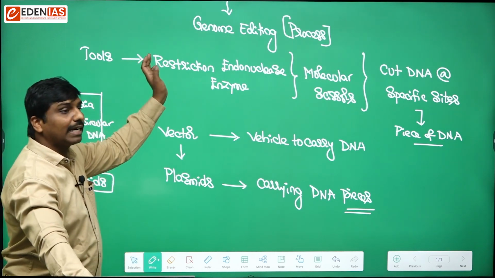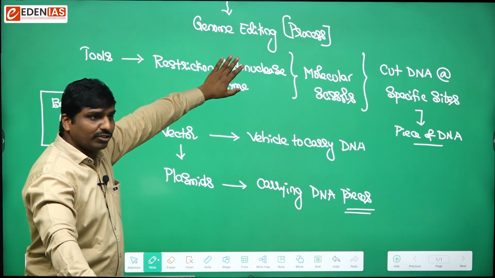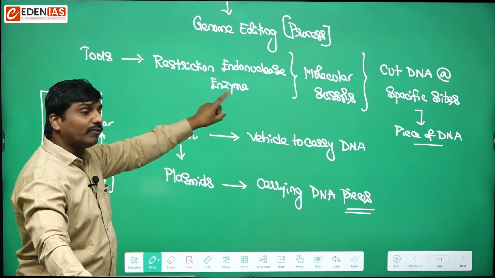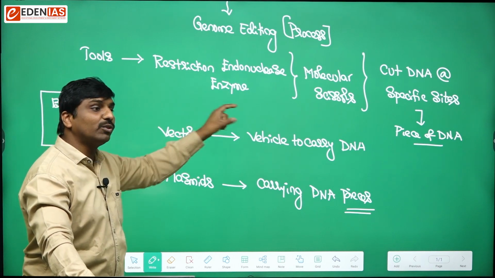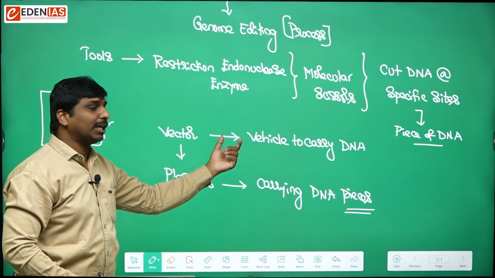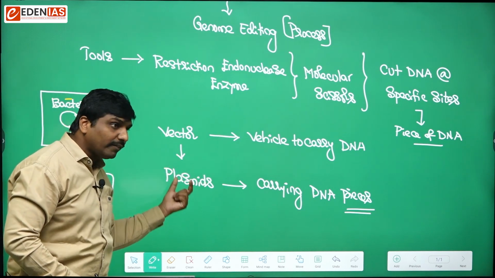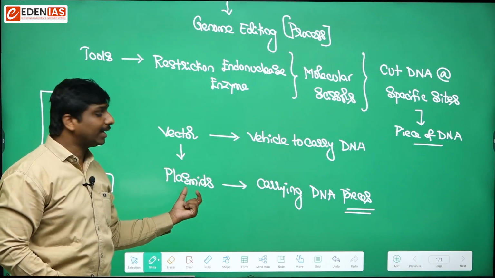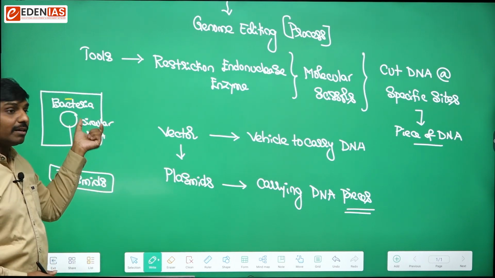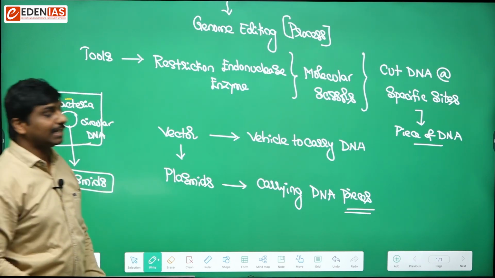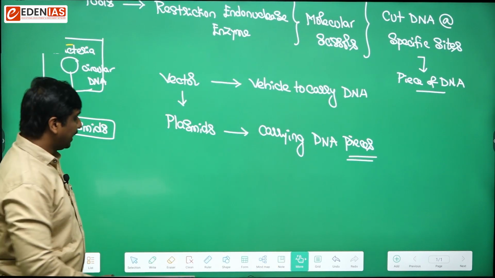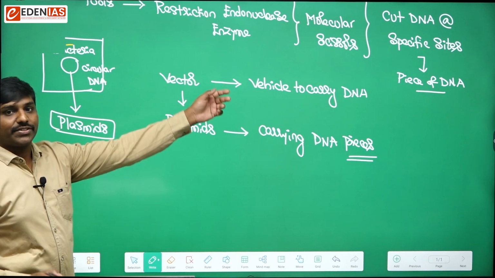Now can you recollect the function of restriction endonuclease? This is one important tool. Then we have to transfer that piece. For transferring it, we will use a vector. A vector is nothing but a vehicle to carry the DNA fragment. And the vector that we generally use in genetic engineering is plasmids. What are plasmids again? It is the circular piece of DNA that is present in the bacteria. Can you understand? Okay.